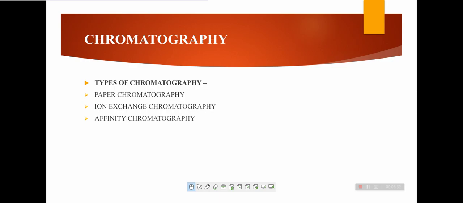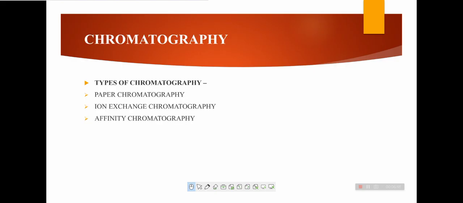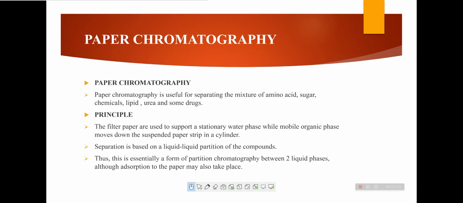There are different types of chromatography used in the diagnostic laboratory. First one is paper chromatography, second one is ion exchange chromatography, and third one is affinity chromatography. There are other types of chromatography also used in the laboratories such as TLC, which is thin layer chromatography, and GLC, which is gas liquid chromatography. Now talking about paper chromatography.